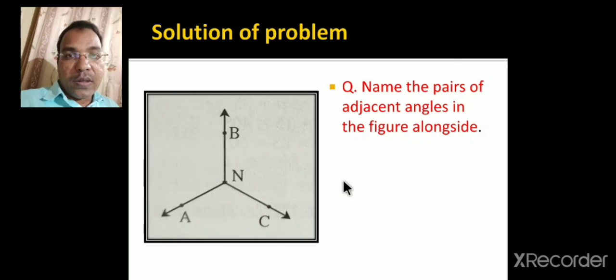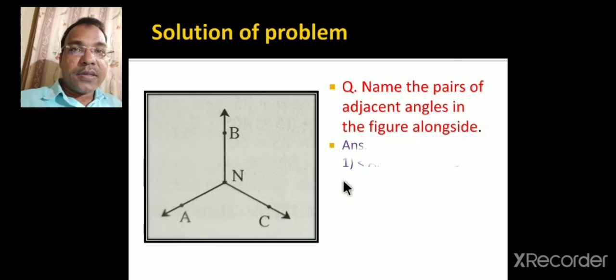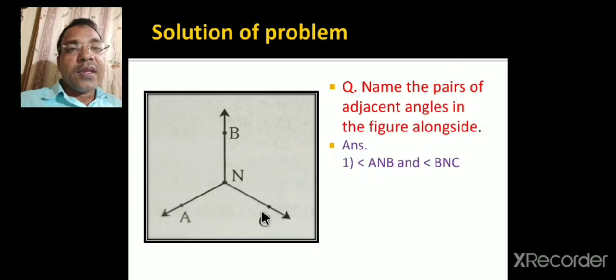So if you observe this figure, you will find that angle ANB and angle BNC, these two angles are adjacent.